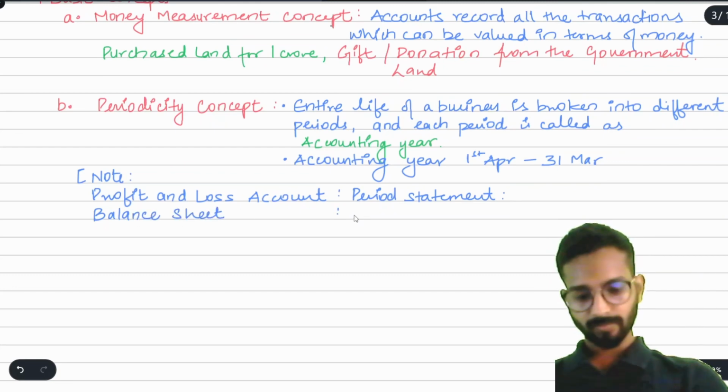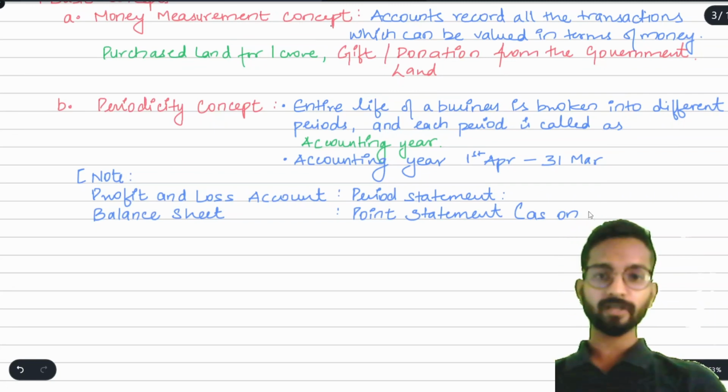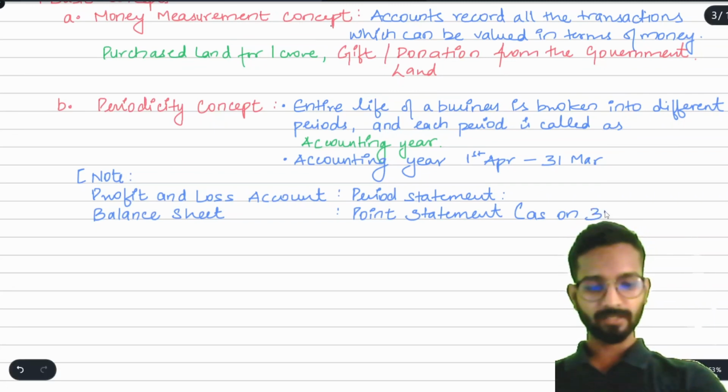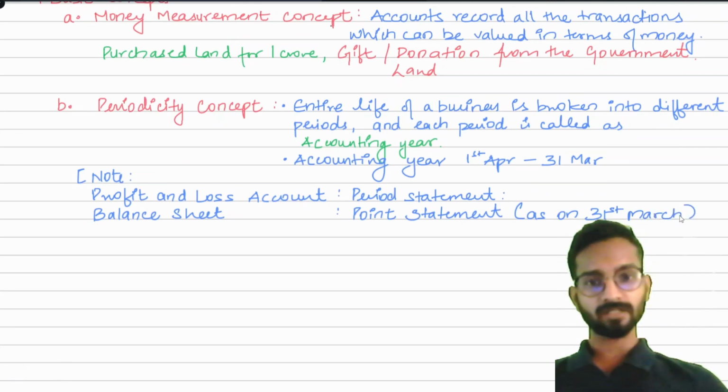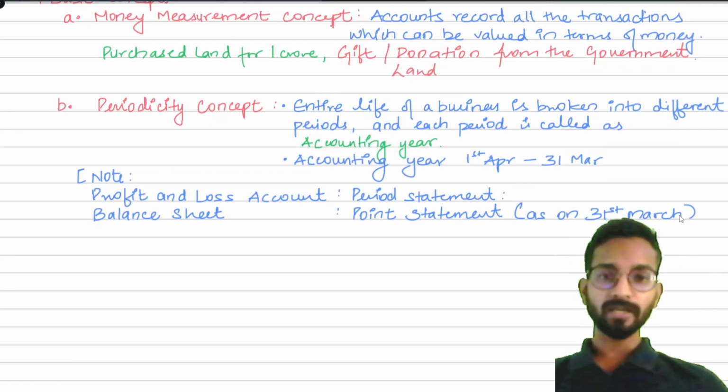which is a point statement, or you can say it provides the detail as on a particular day, or as on the last day. Which is the last day? 31st March. As on 31st March, what is the financial position of the business, whether the business is running properly, how much assets do we have, how much liability we have.